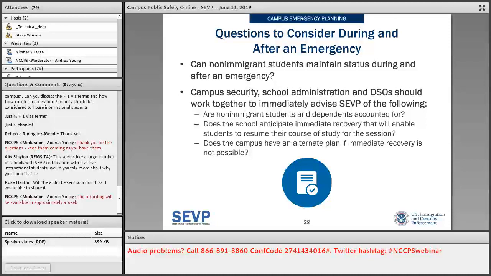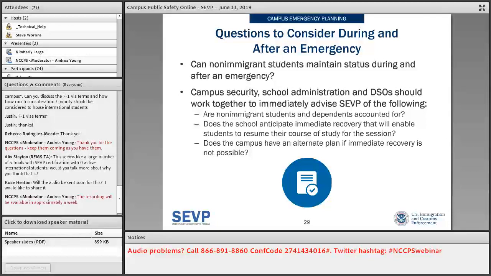Let's say there's a storm and there's some damage, but it looks like the school is going to be able to reopen within a week. Now, if the student is able to still meet all attendance requirements and finish out the semester successfully, then that's not going to require that they return home or transfer. So those types of situations would be more handled on a case-by-case basis. Campus security, school administration, and DSOs should really work together. Like I said earlier, we do need certain reporting done during emergency situations.